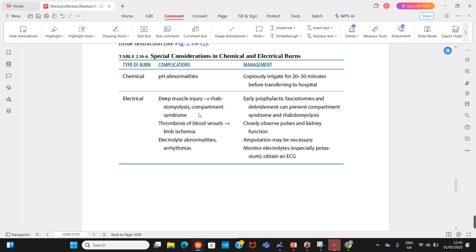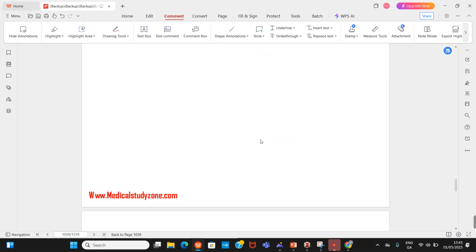Because of the compartment syndrome, you want to quickly do debridement and fasciotomy to prevent it. Very, very important. If the thrombosis has occurred and there's no active intervention immediately, the person can end up having gangrene of that extremity, and there might be a need to consider amputation. Very simple. Electrical burn.